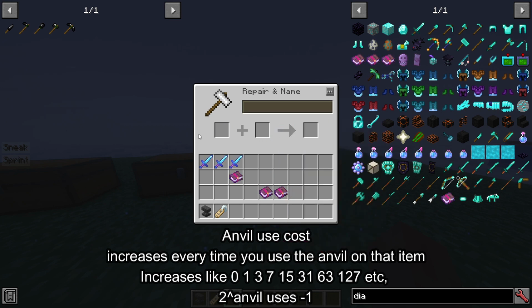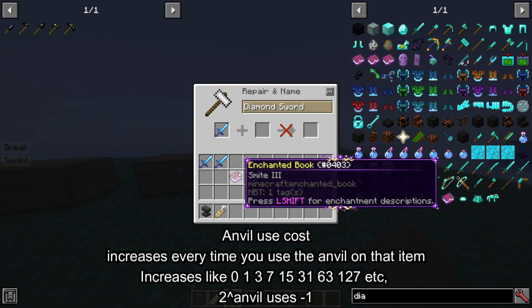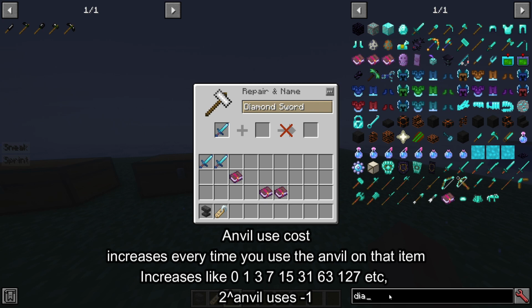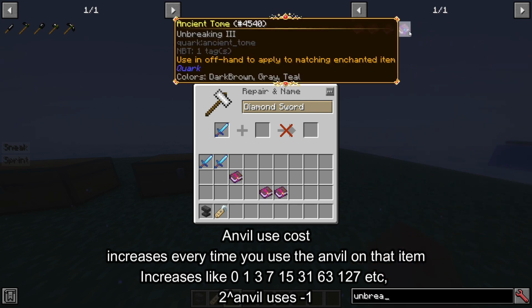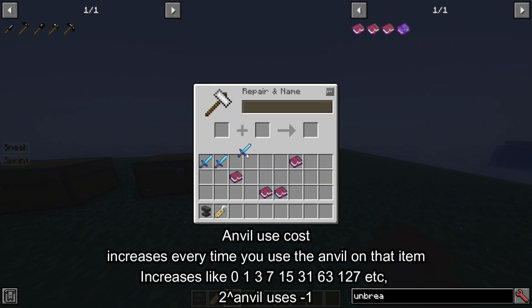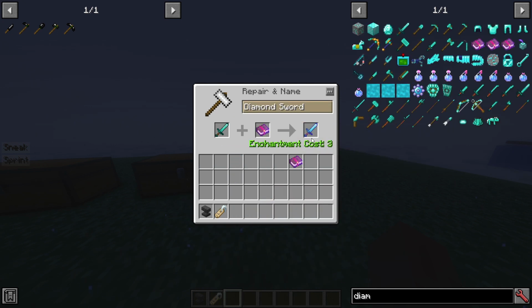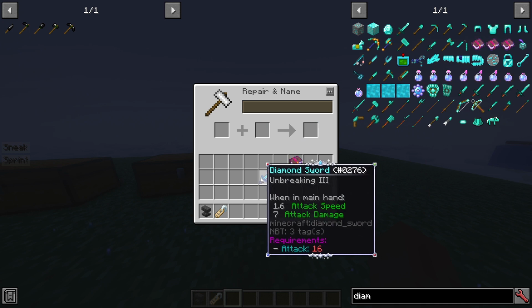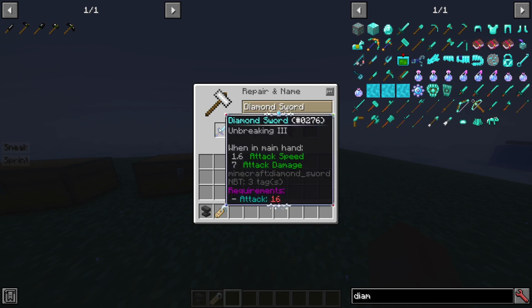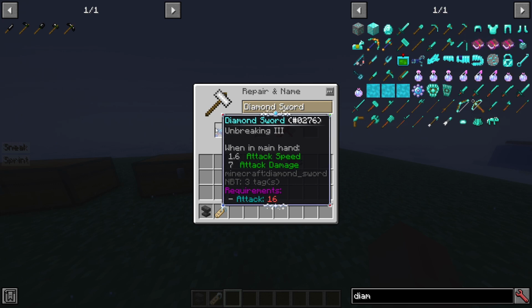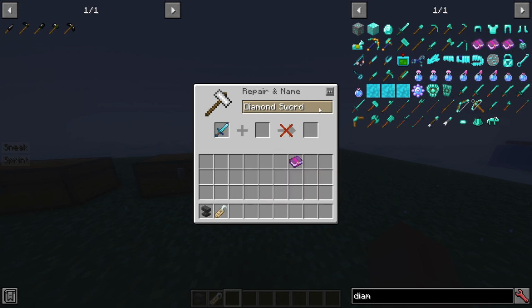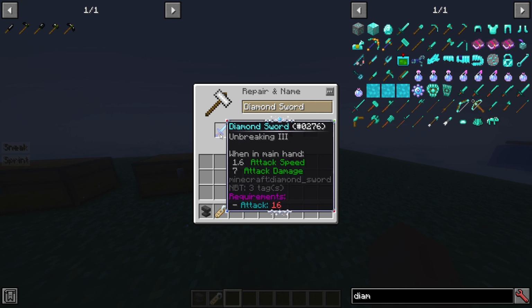Alright, and the use cost. Let's put an enchantment on this item. Let's use a fresh item. Alright, we put Unbreaking on. Now we have used the anvil on this item once. So the anvil use count goes up by 1. But the anvil use cost goes up differently, it goes up exponentially.